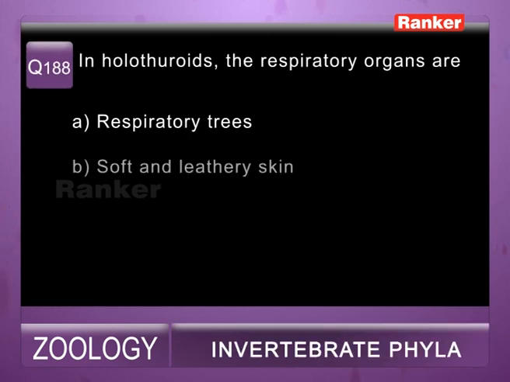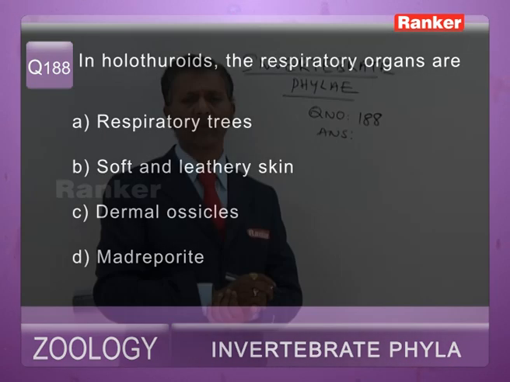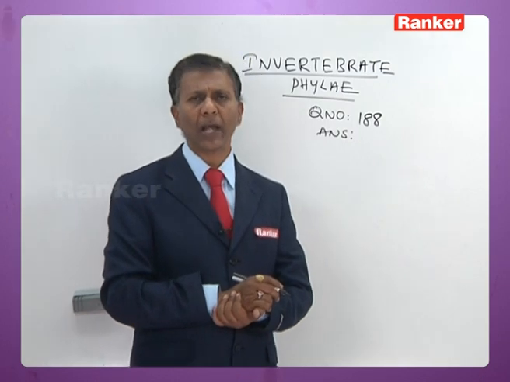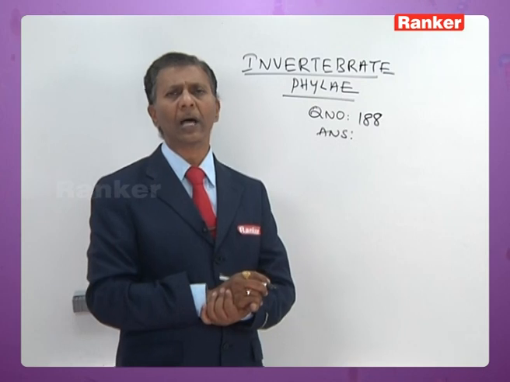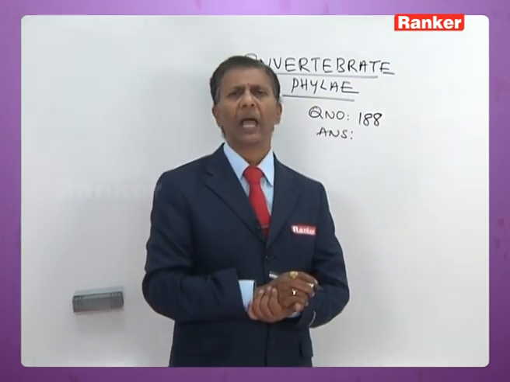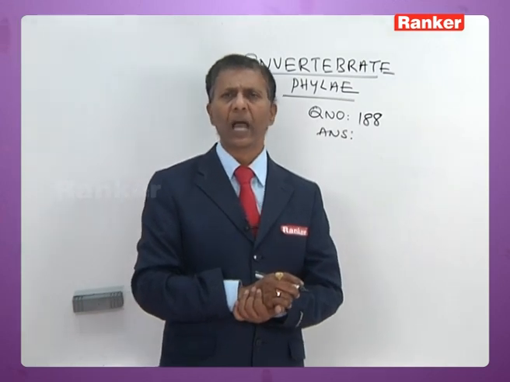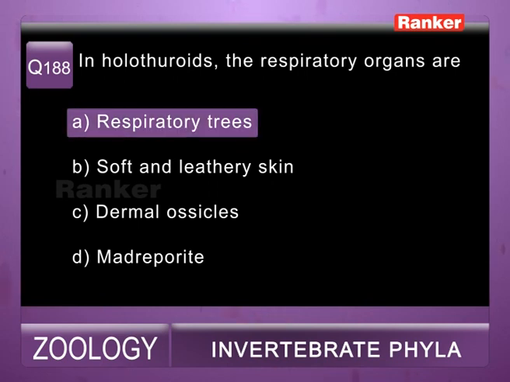Now 188 question here now, in Holothuridia, the respiratory organs are A. respiratory trees, B. soft leathery skin, C. dermal ossicles, and D. madreporite here now. The cloacal respiratory trees act as respiratory organs in Holothuridia. In Echinoidea, respiration is by peristomial gills. In Ophiuridia, respiration is by genital bursae, and in Asteroidea, respiration is by tube feet and dermal branchiae. Correct answer is A. respiratory trees.